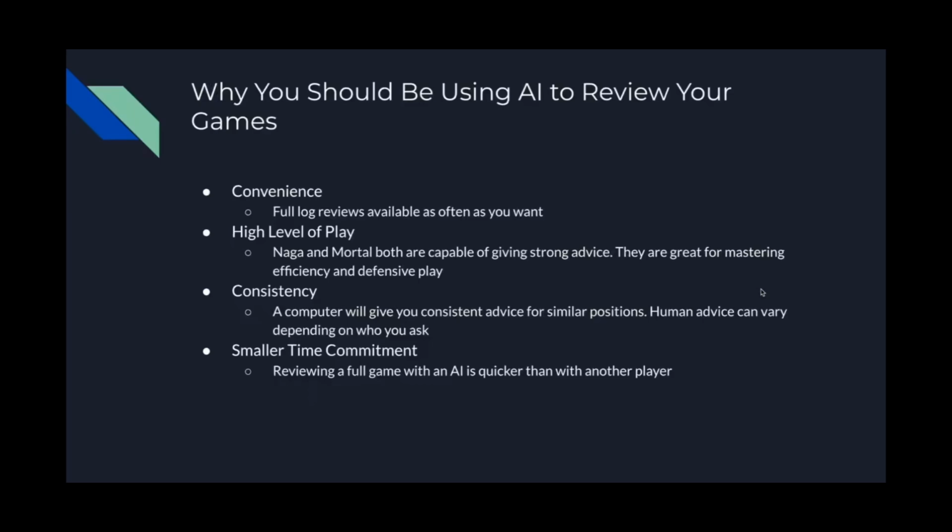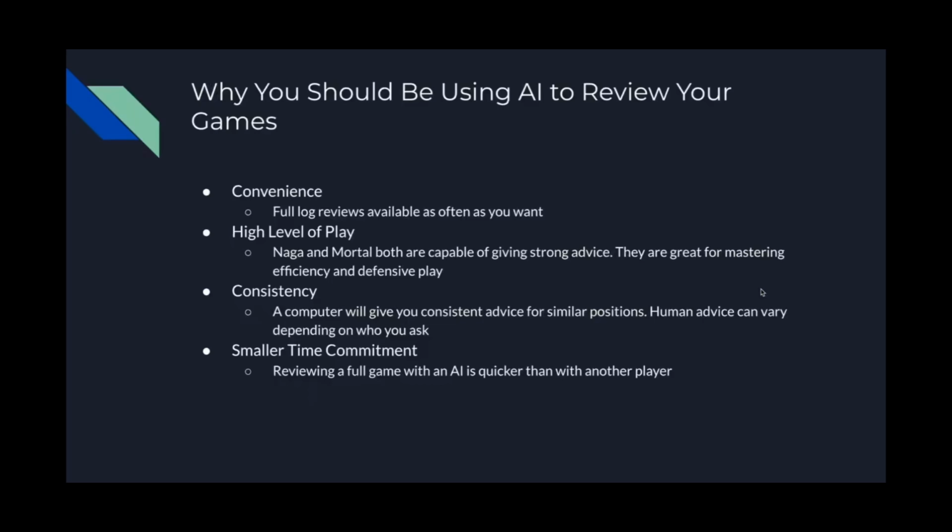Consistency is another thing. While you're trying to learn, it can be frustrating because for a given situation, depending on who you ask, you're going to get a whole bunch of different answers. That can be good because you get different arguments for each side, but it can be tricky to figure out what you're actually supposed to be doing in this position. But if you ask Mortal or Naga, it's going to consistently give you the same advice. So you can see that in this position, the AI is always going to do this, which can help make your own play a bit more consistent.